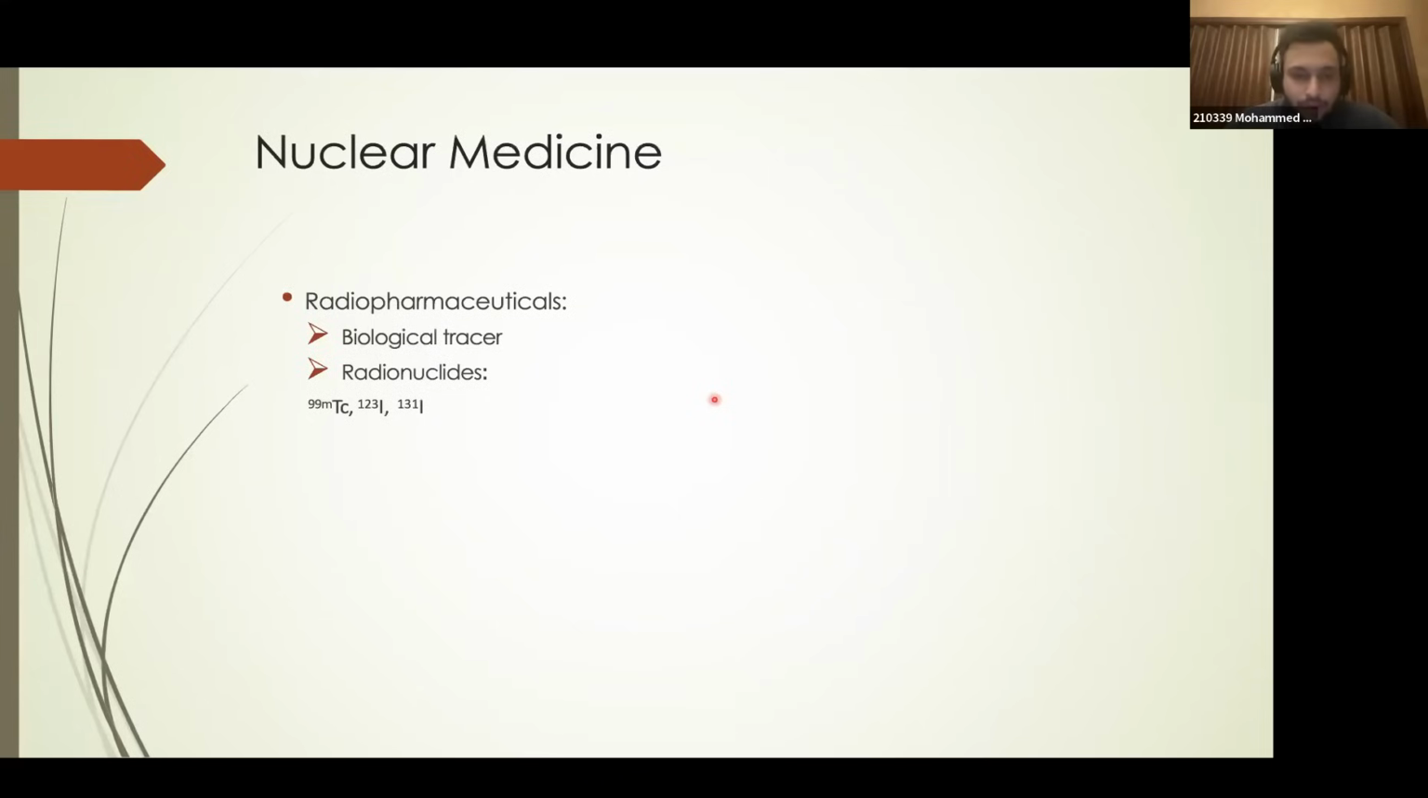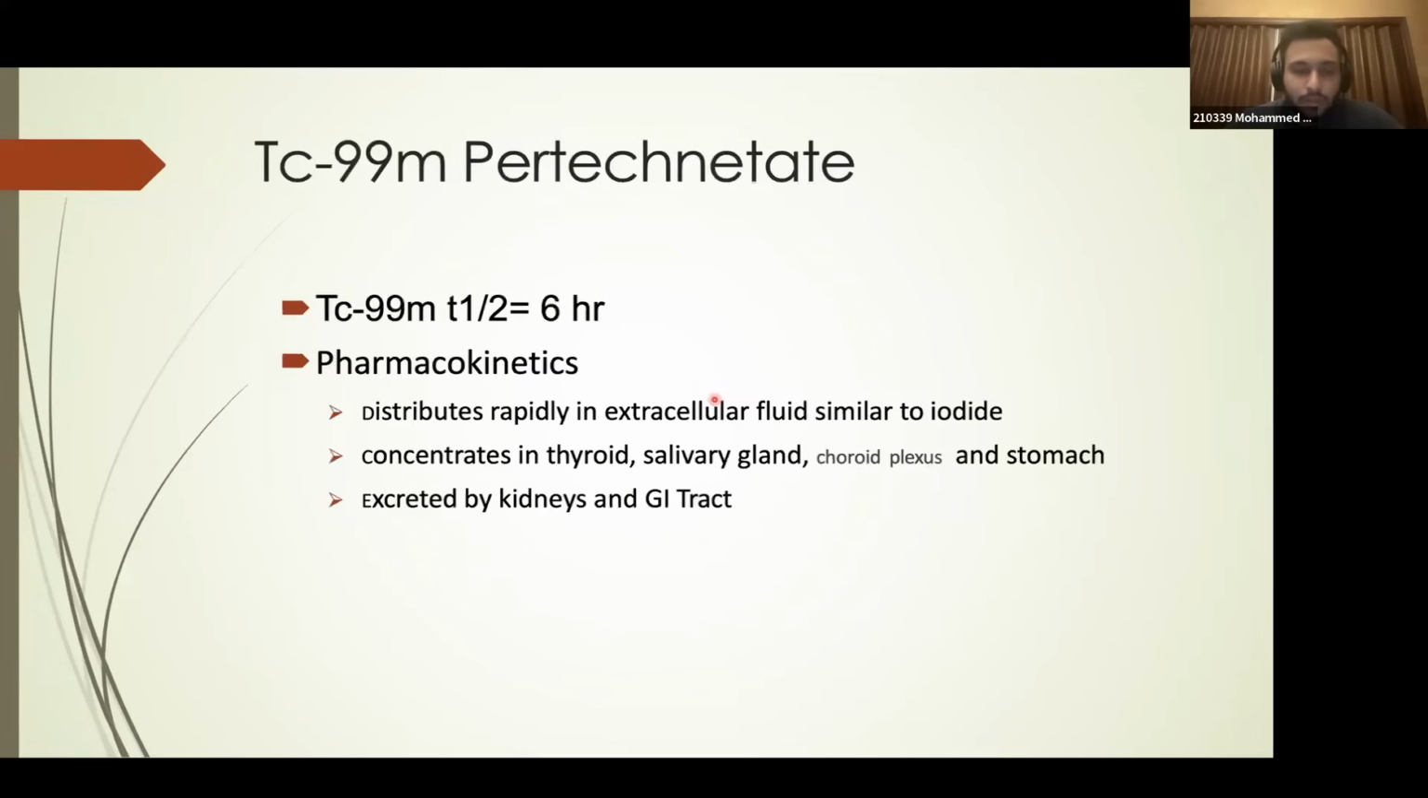Now for radiopharmaceuticals, you have biological tracers and radionuclides, which is technetium again, iodine-123 and iodine-131. Iodine-123 and iodine-131 are super, super important. I will stress it so much that there's a stat table in that one slide. Memorize it, okay? It's very important for the exam. But anyways, technetium pertechnetate. I probably butchered that.